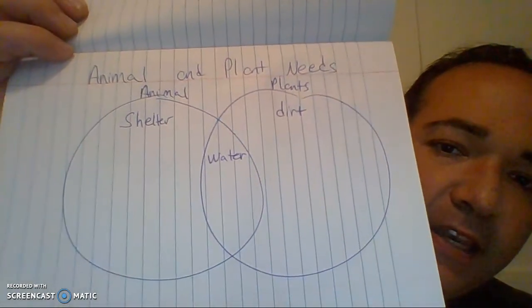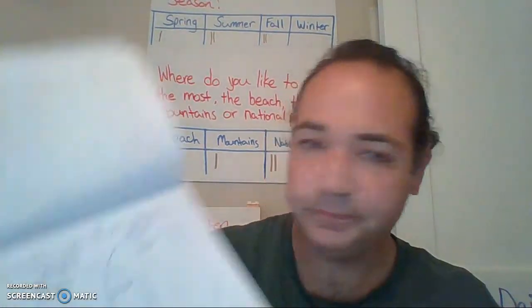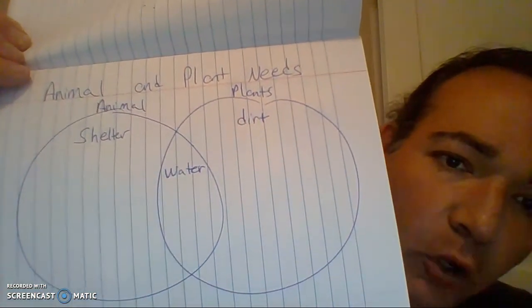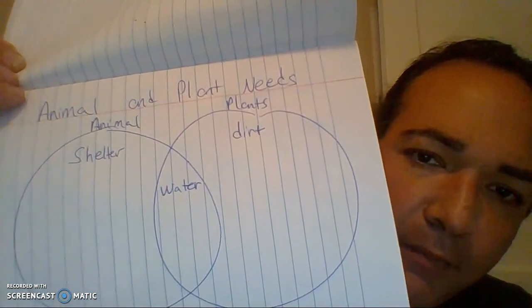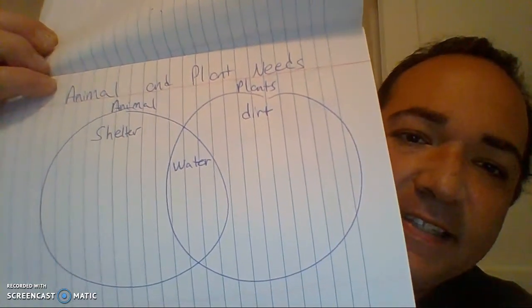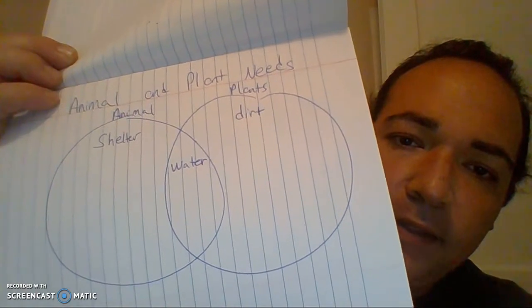So if you look at my Venn diagram, you're going to create something in your notebook very similar to this. Two circles, and they overlap in the middle. One circle is going to be for animal needs, one circle for plant needs, and then in the center is everything, or the needs that they have in common. All right, that are the same.